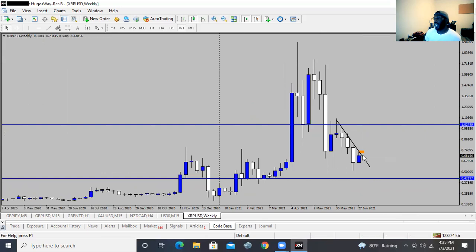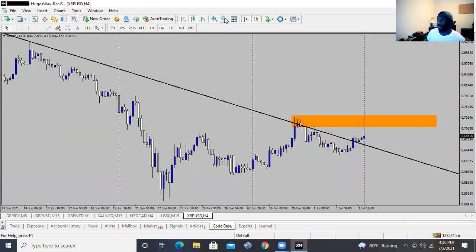I still see that we have bearish momentum. As you can see, we created a lower low on the weekly time frame. So I see us getting back down into the 42 cent area before we kick back to the upside. But if we do manage to break these highs, then I could see us going back to $1.02.